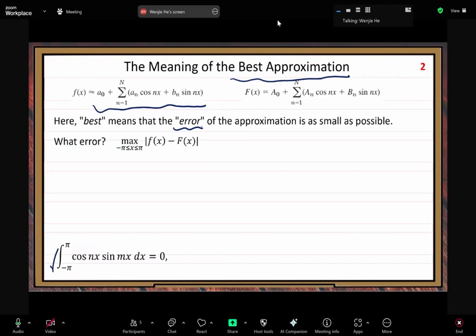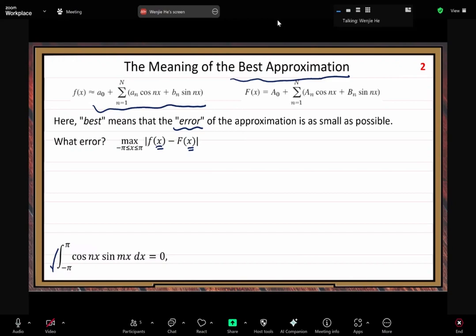minus capital F function, take absolute value. But because the difference at different x points, the error number is different, which error number do you want to use? Here we take the maximum value of the error number in this interval. That's our first try. That's our first natural try, right? Because most people will use this way at the beginning.